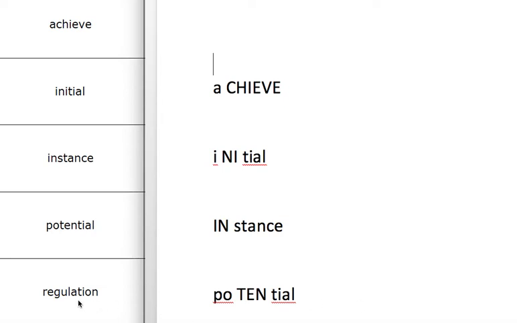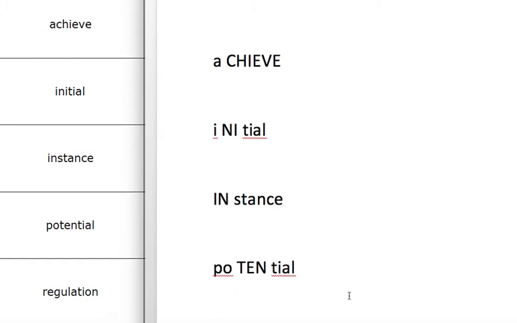How about our last word? Sounds like regulation. Regulation. How many syllables do you hear? Regulation has 4 syllables. Now, which syllable is the stress or the strongest part? There might be a small stress in the beginning, but the main stress is in a different part of the word. Regulation.